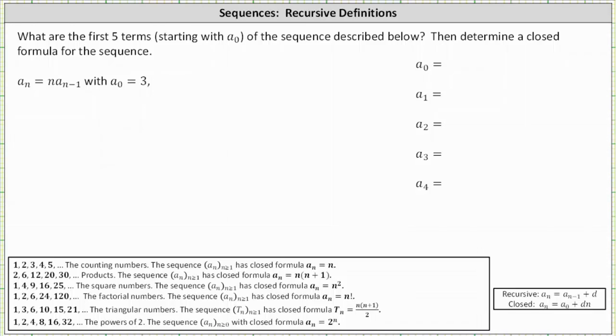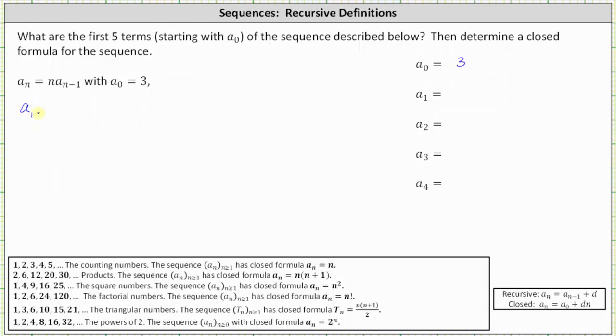We're asked to write the first 5 terms, starting with a sub 0, for the sequence described below, then determine a closed formula for the sequence. We are given the recursive definition a sub n equals n times a sub n minus 1, with a sub 0 equals 3. So we're given a sub 0 equals 3, and now let's determine a sub 1.